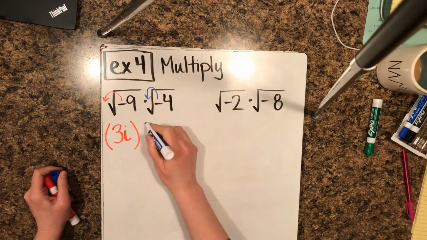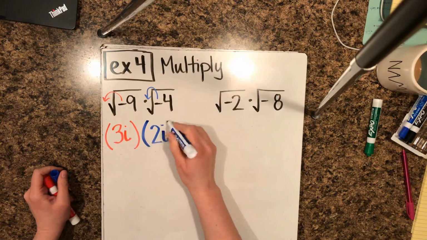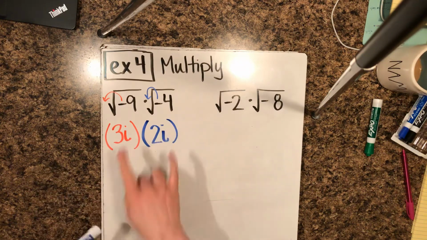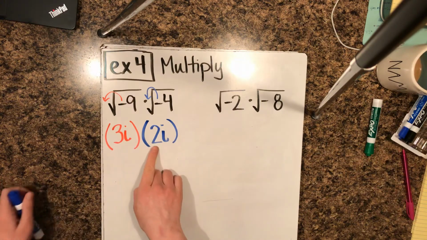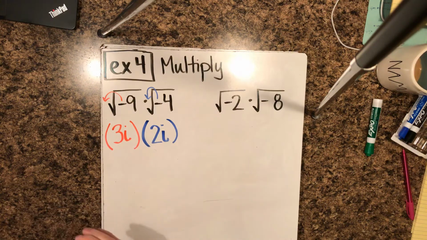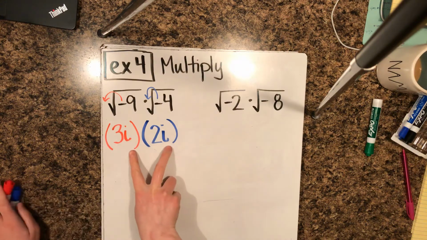The square root of 4 is 2. So this part is 2i. First job is to take each of these pieces and turn them into pure imaginary numbers. Then we are multiplying, so we multiply just the same as we would do if this was any other variable.